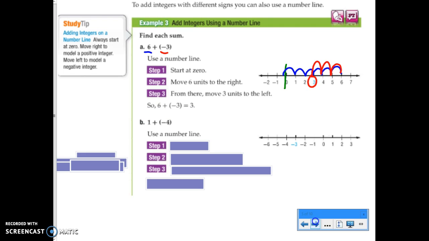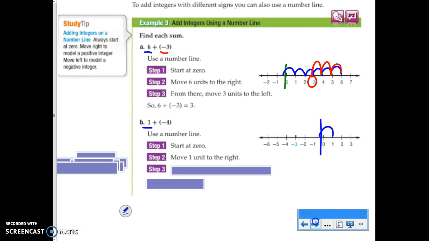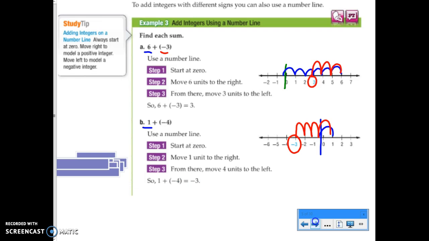Down here on B, it says 1 plus a -4. So I start again at 0 for my first step. Step 2, I move 1 unit to the right to represent that +1. And then my third step is to move 4 units to the left to represent the -4: 1, 2, 3, and 4, leaving my answer as a -3.